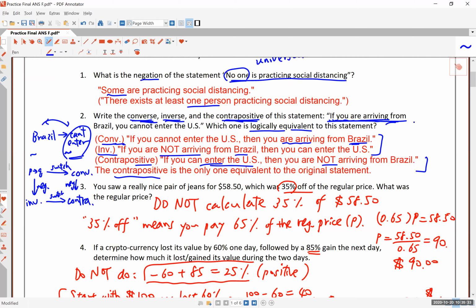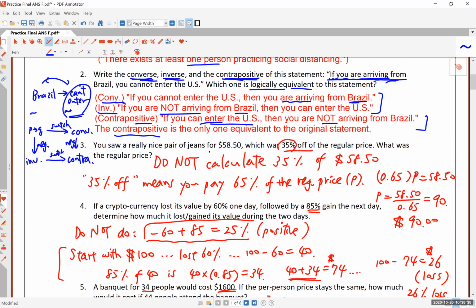Number 3: you saw a really nice pair of jeans for $58.50, which was 30% off of the regular price. What was the regular price? Now the most common mistake, which I would say maybe a majority of the people would make, is to calculate 35% of $58.50 and add that number to $58.50 to find the regular price.